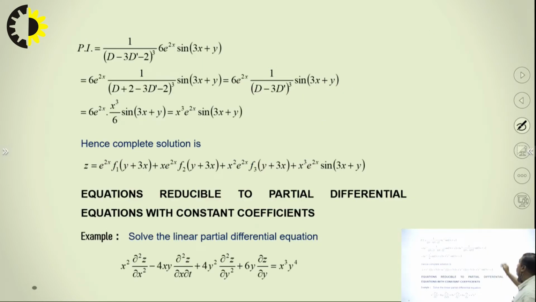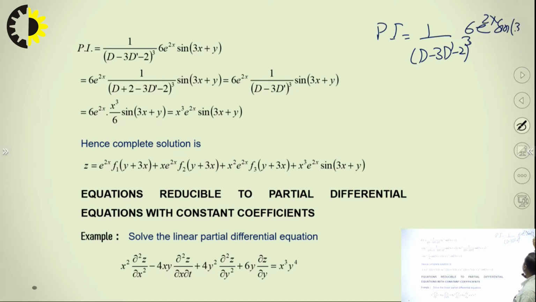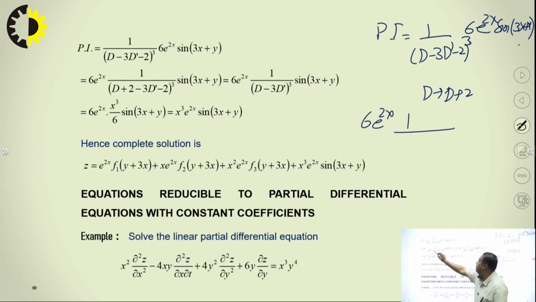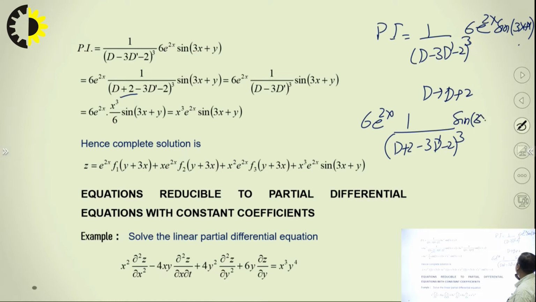Now PI. PI is calculated by 1 upon d minus 3d dash minus 2 का whole cube into 6 e की पावर 2x sin 3x plus y. e की पावर 2x plus 3y को एंटर कराइए. d की जगह पर क्या रिप्लेस करना है? d plus 2. Here b है ही नहीं, b की टर्म ही नहीं है, b term is absent. तो we have to replace, 6 e की पावर 2x एंटर कर गया. d की जगह d plus 2 रिप्लेस करेंगे. तो d plus 2 minus 3d dash minus 2 का होल क्यूब sin 3x plus y.